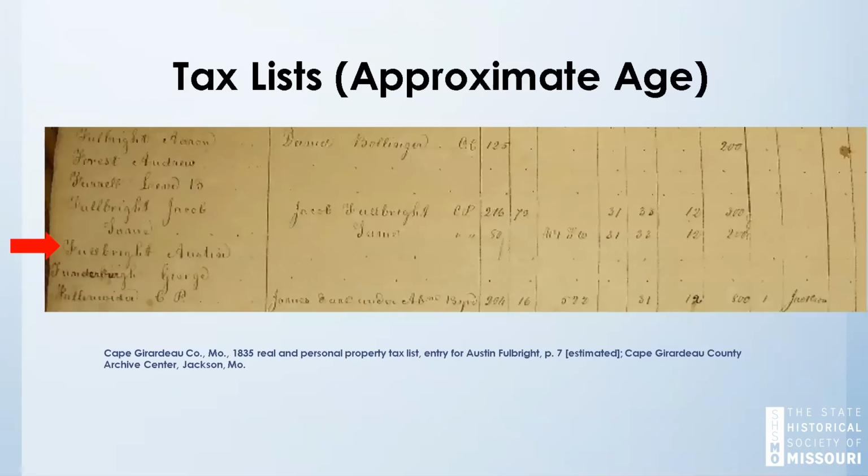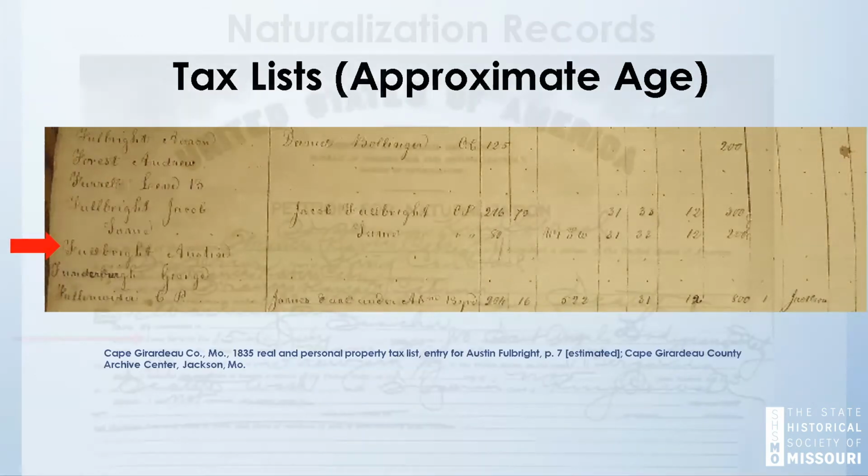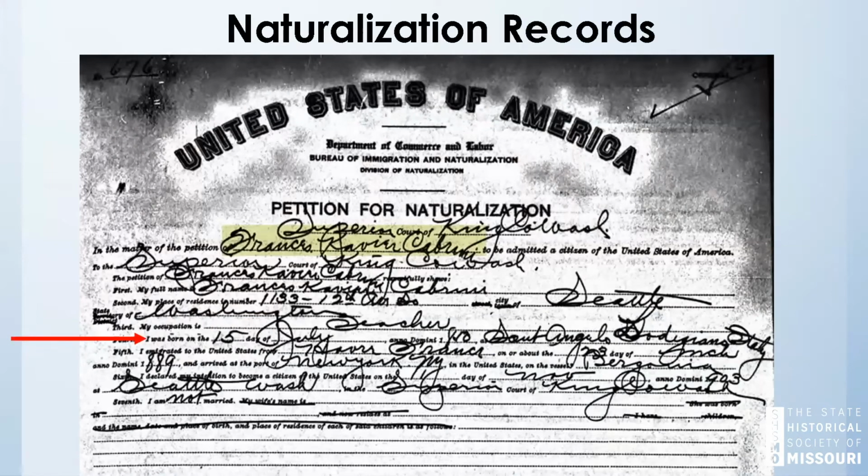Here's an example of an individual who first appeared on the 1835 tax list, Austin Fulbright. I happen to know about this individual. He actually did turn 21 this year. I've looked at his tombstone and verified that, but he appeared on this tax list for the first time in 1835, which would put his birth year as about 1814. Individuals who were immigrants, who were non-citizens and then naturalized, had to list their birth date on their naturalization papers. And so that's another place to go for birth date.